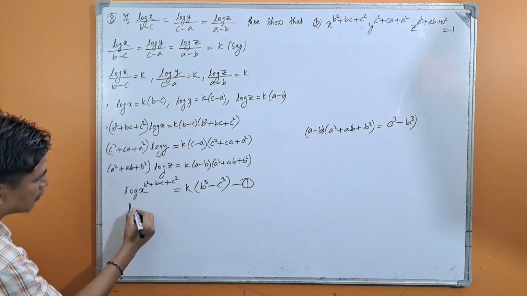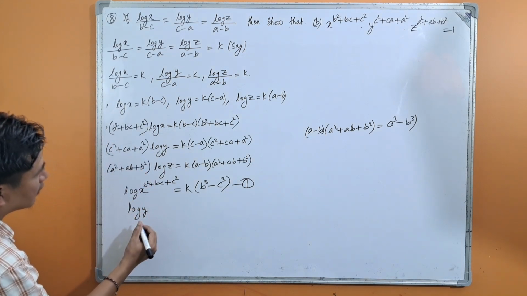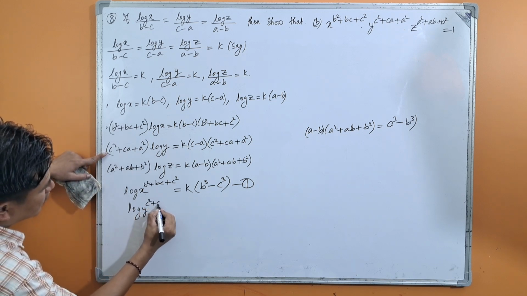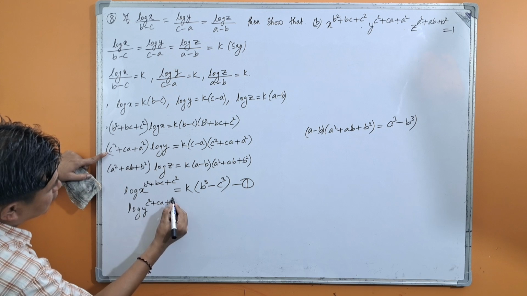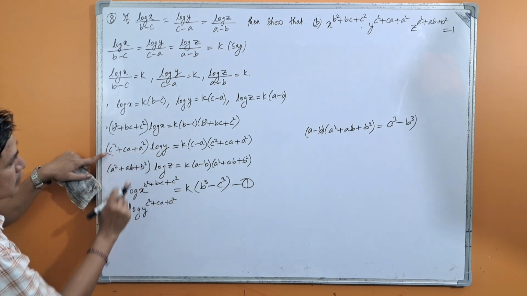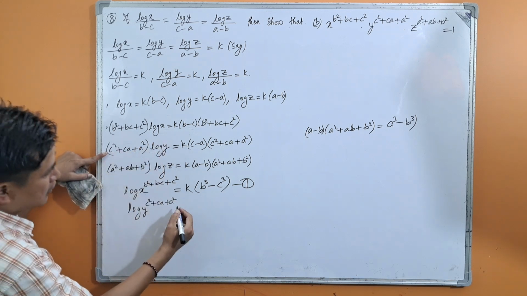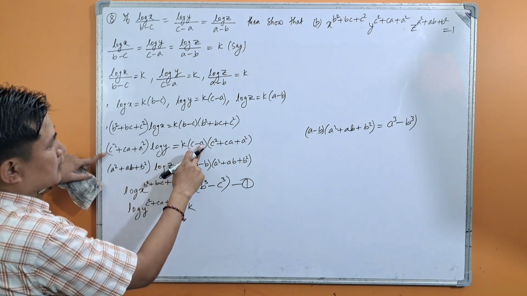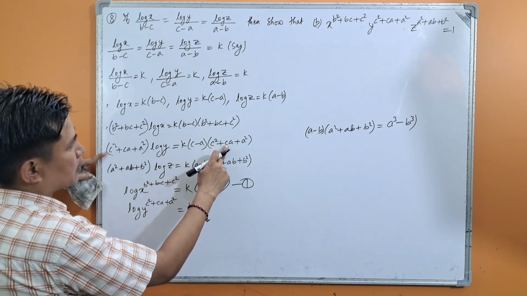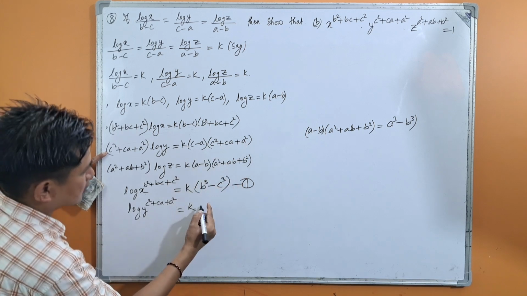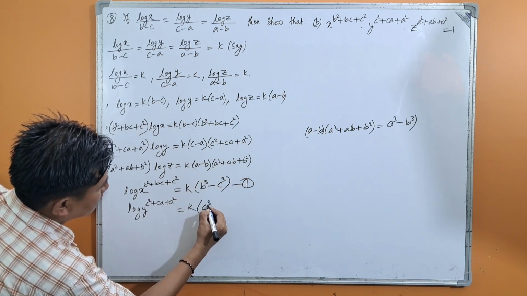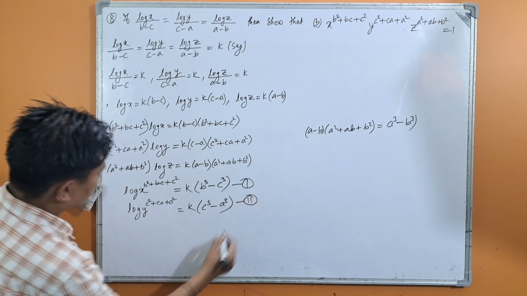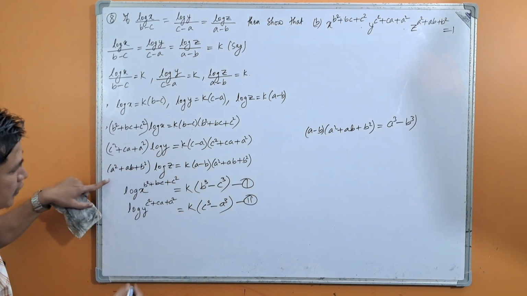This becomes log y to the power c square plus ca plus a square. This goes as power, equal to k into now a minus b into a square plus ab plus b square. This is k into a cube minus b cube, isn't it? This is equation 2. And the same thing we do here.